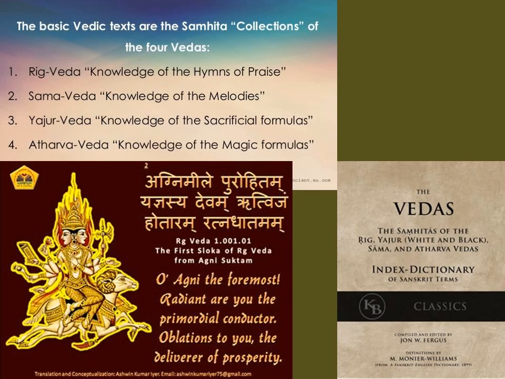We have one example from the Rig Veda, the first sloka of the Rig Veda from Agni Sukta, the fire god. Agni is the fire god. Oh Agni, the foremost, radiant are you, the primordial conductor. Oblations to you, the deliverer of prosperity. So this is a hymn. And then on the right, we have the Samhitas of the Rig, Yajur, Sama, and Atharva Vedas. This is the index dictionary of the Sanskrit terms. So this is briefly about the Samhita.